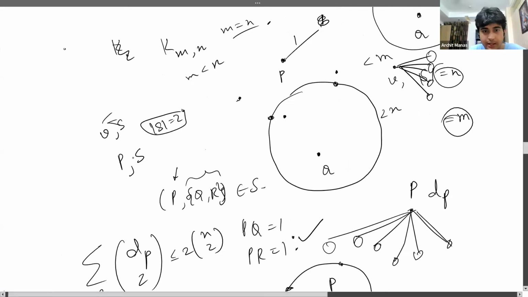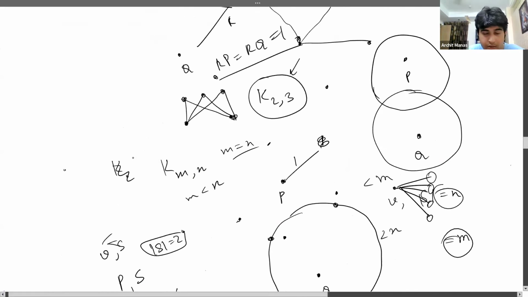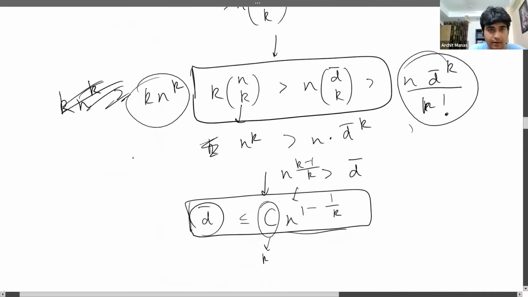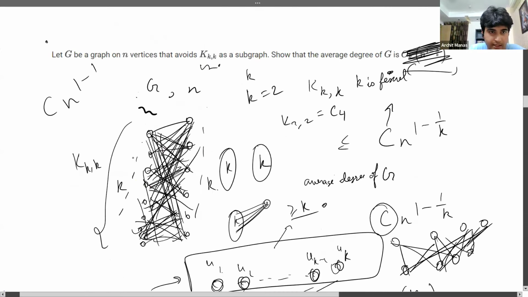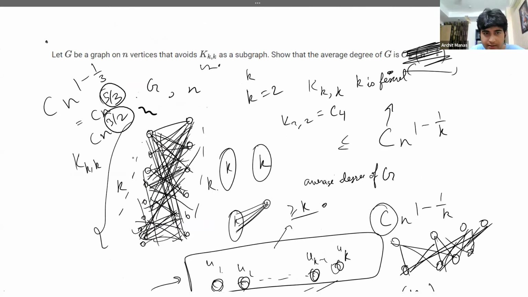So you should choose the one that is smaller as the one whose set you create. Because in this previous one, here we know that there is no K_{2,3}, which means that there's also no K_{3,3}. So we could have then used our previous result and gotten something like c times n to the 1 minus 1 by 3, which is equal to cn^{5/3}. This is worse than cn^{3/2} because 5 by 3 is bigger than 3 by 2.